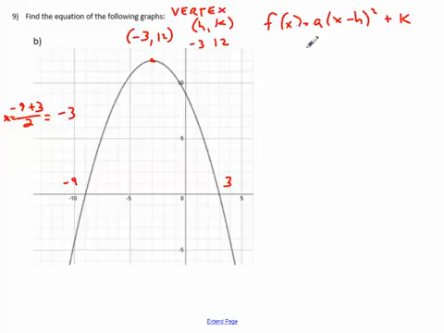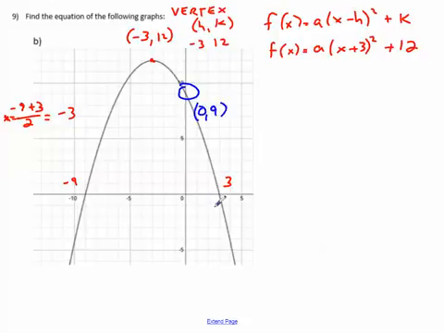So I'm going to plug those numbers in over here, f of x, and I'll be most of the way to my solution. A times x minus h would be x minus negative 3. That would be plus 3, squared, plus k, plus 12. And I'm partly there. Now I've got to find another point. I have to find any other point on the parabola that crosses a hash mark. I could use 0, 9, because that crosses over.